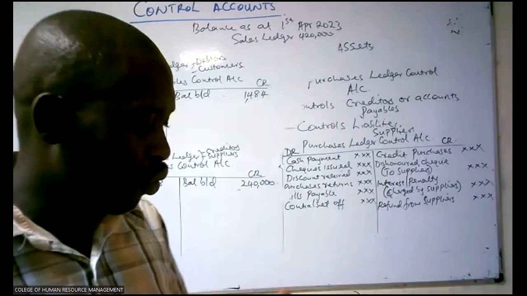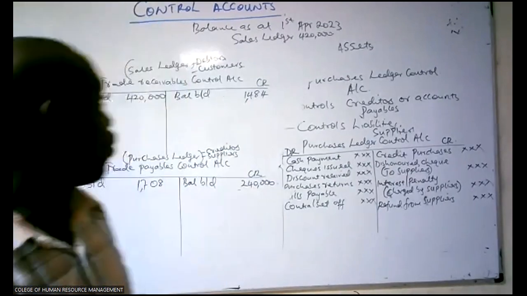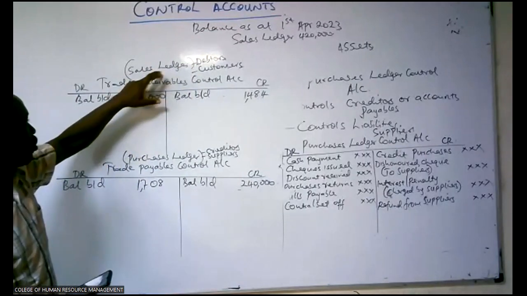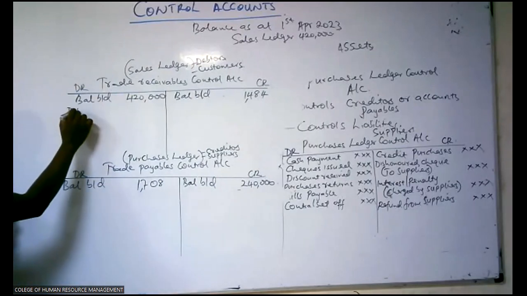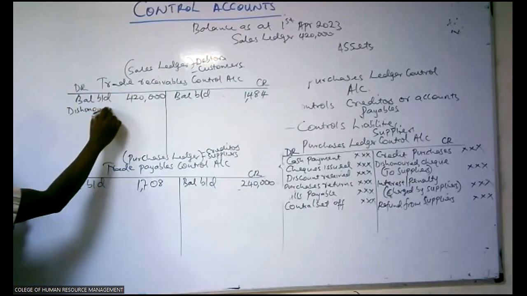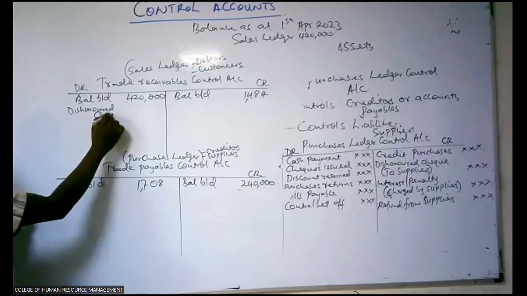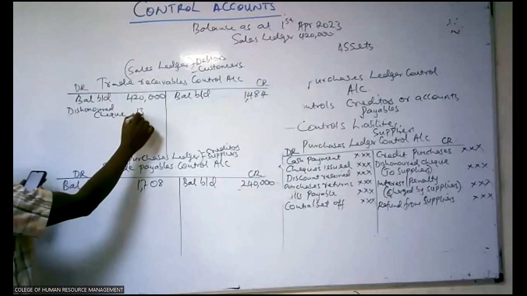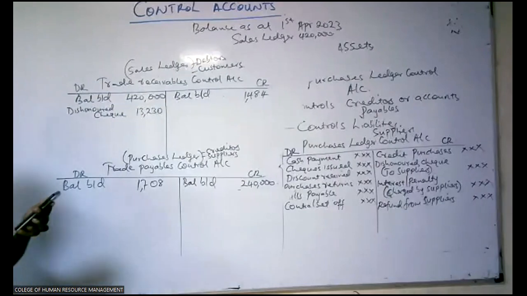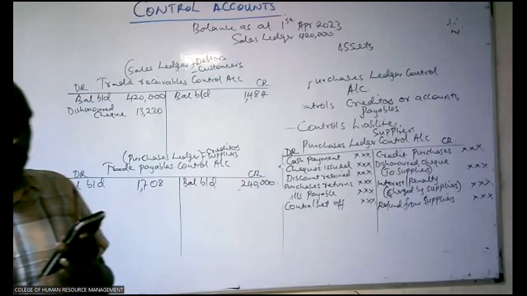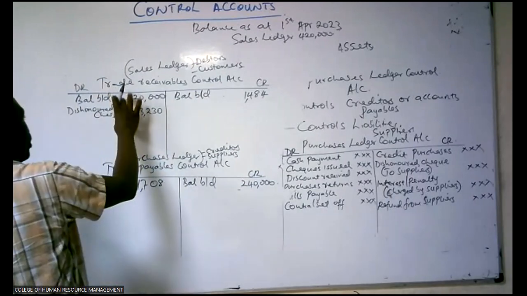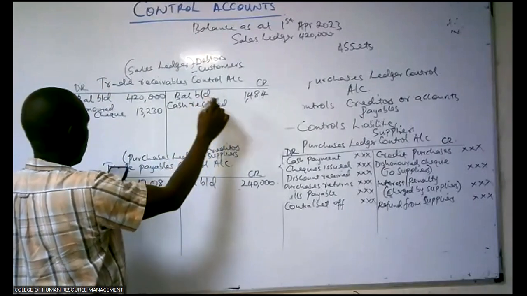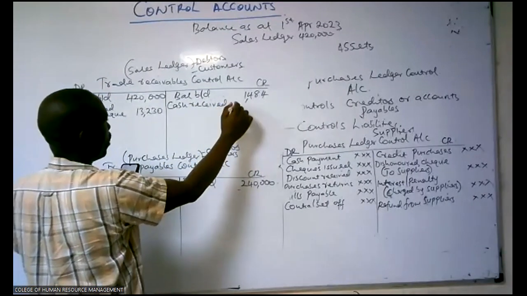So the first one, you are told dishonored checks from credit customers. So you can see that we are talking about customers, and it is a dishonored check. We come to this account on the debit. Dishonored check from the customers, 13,030. Cash receipts from credit customers. When you receive, you reduce these. Cash received comes here. Cash received, 5,170.